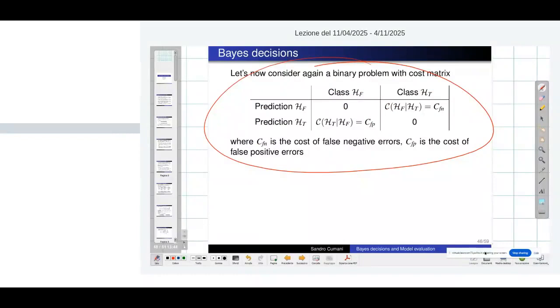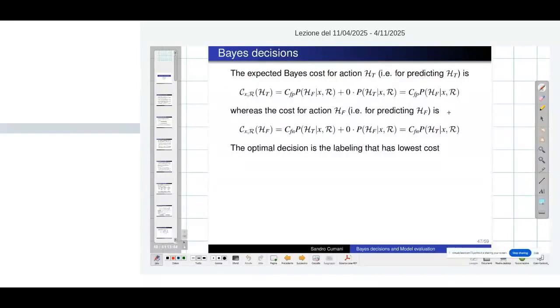In a binary problem, as we said, we can parameterize the problem with a cost matrix that has zero cost for the correct predictions and a non-negative cost for the false negative and false positive errors. So let's see how our recognizer should make its decisions in this case.